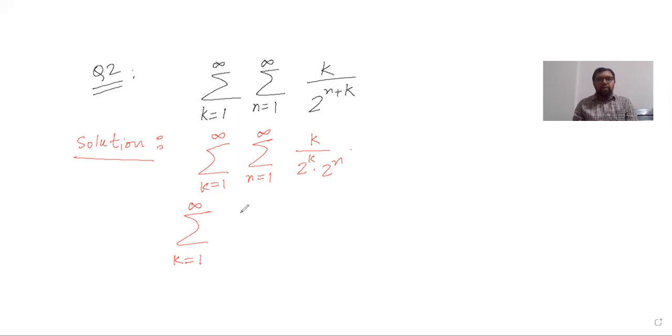Now k upon 2 raised to k is constant, so you can take that outside this summation, right? Because k is behaving as a constant for this summation, so you can take it out. So if we take it out, k upon 2 raised to k, and now you can write the inside summation, sigma n is equal to 1 to infinity, and this is 1 upon 2 raised to n. Okay, so if we write this again, sigma k is equal to 1 to infinity, k upon 2 raised to k.